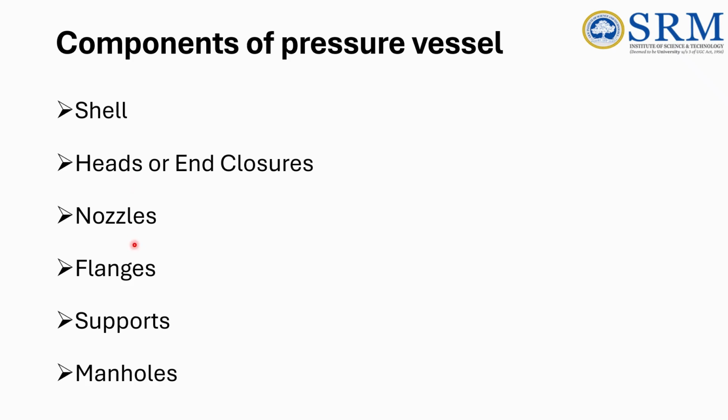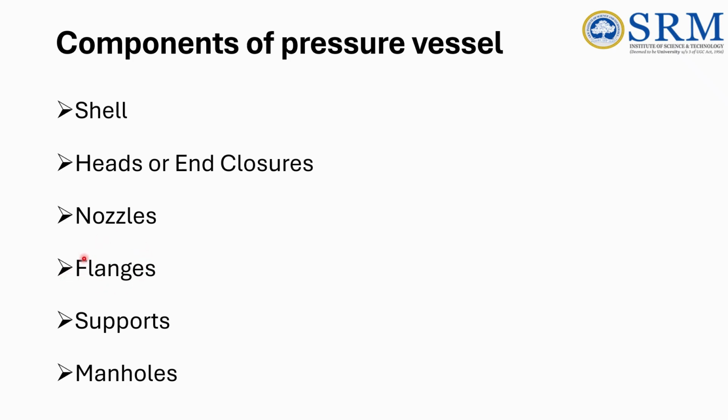Nozzles. A nozzle is a cylindrical projection attached to the vessel or a pipe to provide an inlet, outlet, and connection. Some of the nozzles are inlet nozzle, outlet nozzle, vent nozzle, drain nozzle, and manway nozzles. The fluid passes through the nozzles, and it is sometimes directly welded to the head or shell of the pressure vessel, or nozzles can be connected by using flanges.